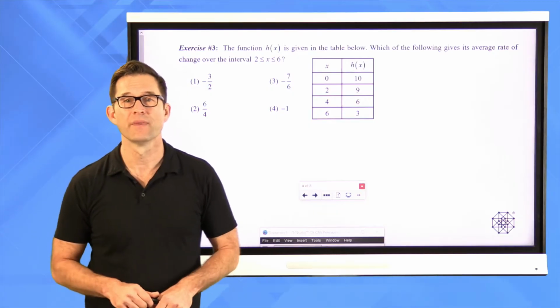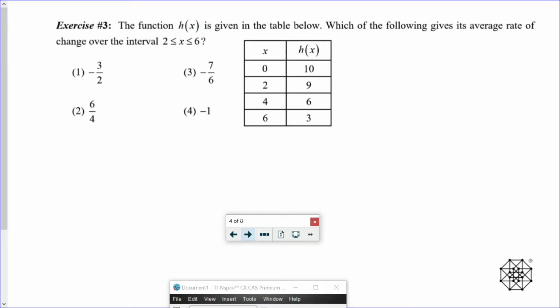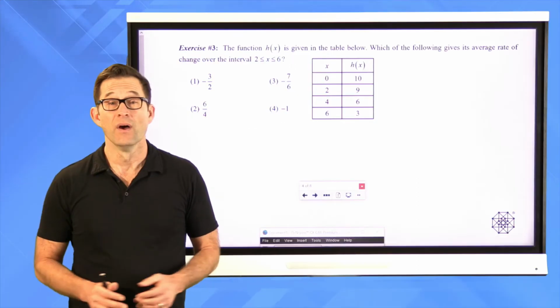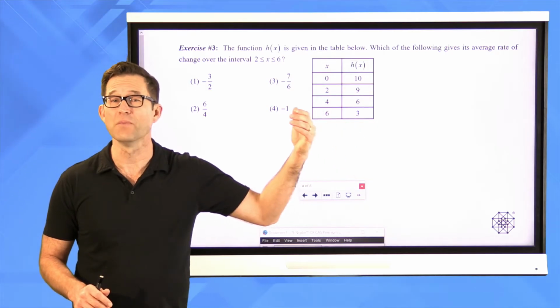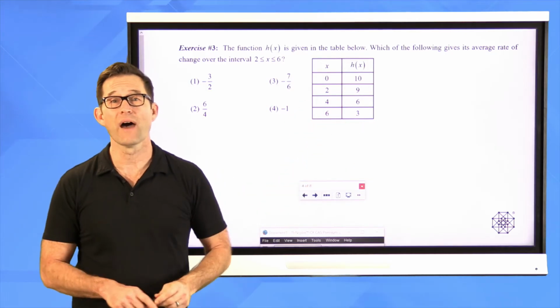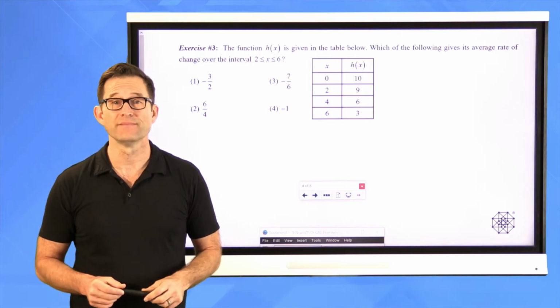All right, let's keep going. Exercise number 3. The function h of x is given in the table below. Which of the following gives its average rate of change over the interval x greater than or equal to 2, less than or equal to 6? All right, well, this is really nice. Here we're given this function in table form. It should be pretty easy. Pause the video now and see if you can figure it out.